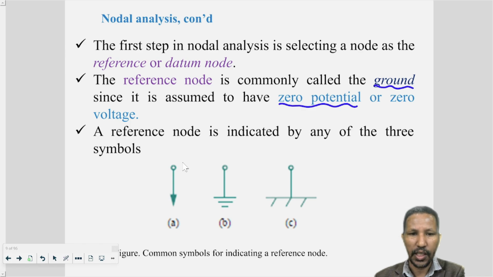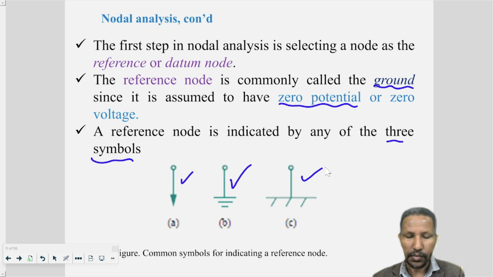The reference node is indicated by these three symbols. This one is one representation in electronic circuits. We can use this as another reference representation, and this one is also another reference notation, or symbol.